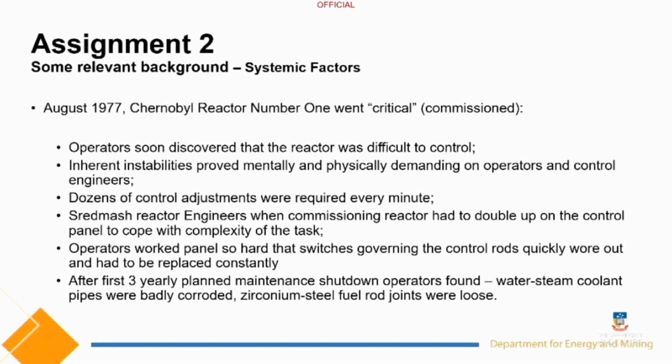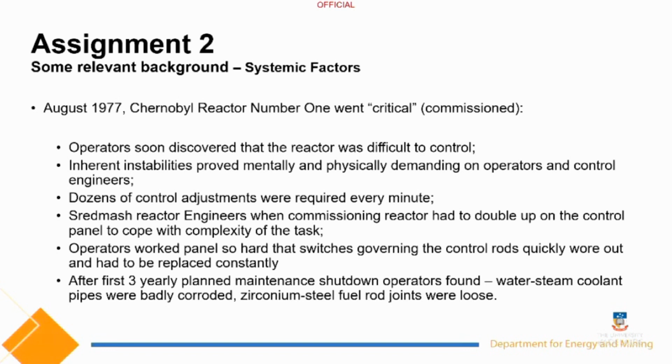Operators soon discovered that the reactor was difficult to control. Inherent instabilities proved mentally and physically demanding on operators and control engineers. Dozens of control adjustments were being required every minute. The engineers, when commissioning the reactor, had to double up the control panel to cope with the complexity of the task. Some of these panels worked so hard that the switches quickly wore out and had to be replaced constantly. You'd think that would have been an indicator that something's not quite right.